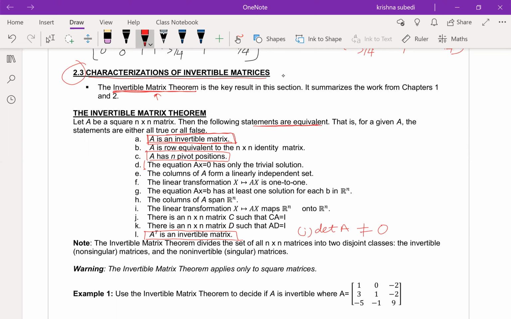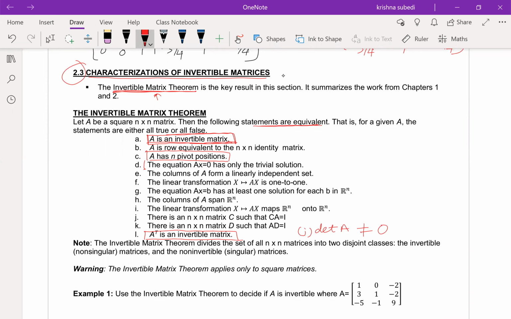Meaning if A is invertible, then if one statement is true, then all of these statements are true. If one statement is false, then all of them are false. Okay, that's what it is saying.